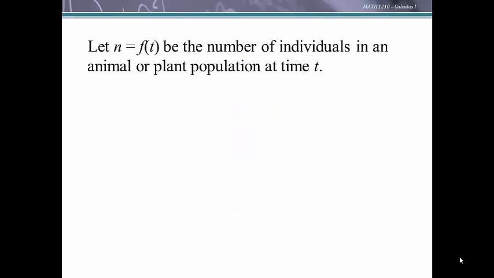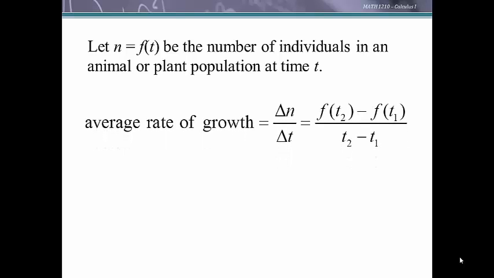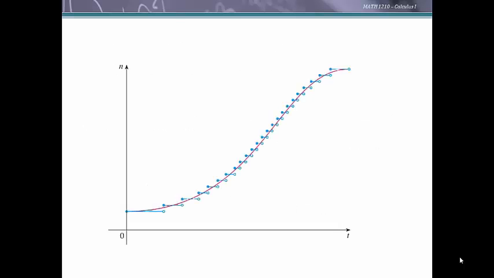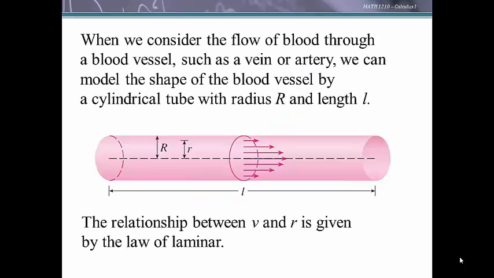In biology, if you're looking at the number of individuals in a plant or an animal population, you would have an average growth rate, but as we let our delta t approach 0, we have the derivative. So the derivative gives us the instantaneous rate of change. Now, if this was the number of animals, it would be discrete, so it would really look like these blue points here, but you could model this with a continuous function, even though our animal population changes by 2 animals, then 3 animals, not 2.3 animals.